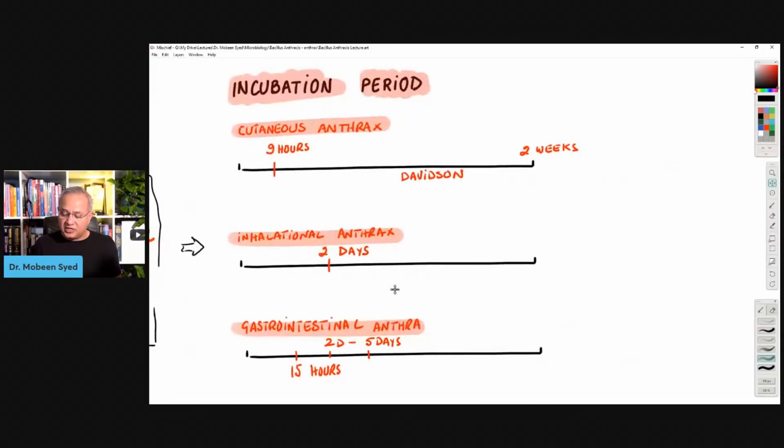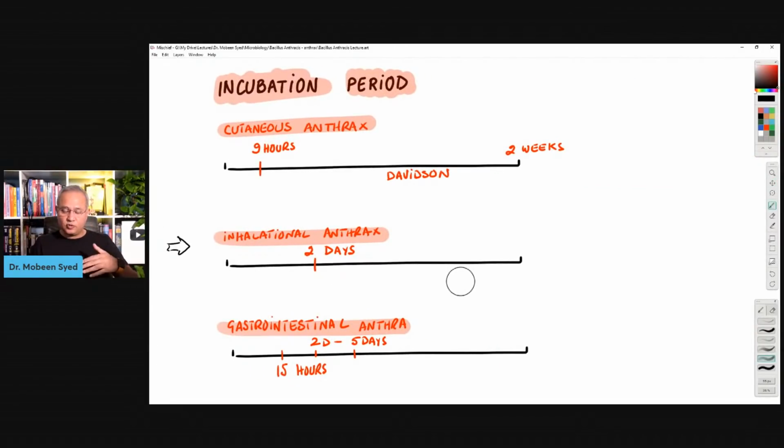Now, incubation time, incubation period. Once the spores are attached to some body tissue, what time do they take to become germinated and start causing infection and symptoms? So, cutaneous anthrax: when Bacillus anthracis contaminates a wound, it can start germinating and increasing and causing disease within 9 hours. However, it can be up to 2 weeks. So that means a person, let's say a wool sorter, a person who works with animal hides or animal products, may get contaminated and exposed 2 weeks ago and then develop anthrax a couple of weeks later. This is Davidson as a reference.